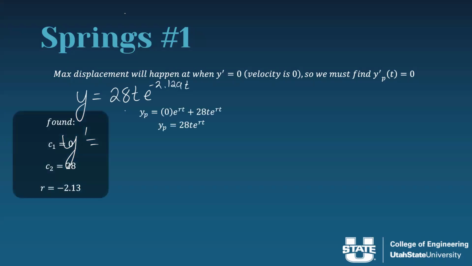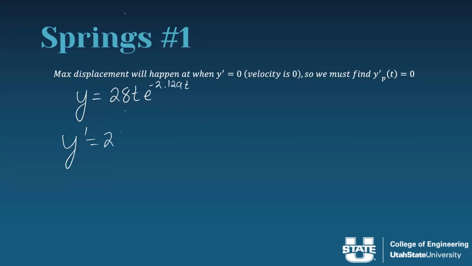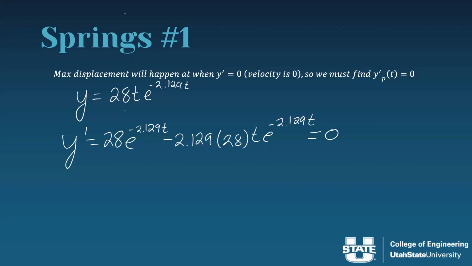Again, we use product rule. Then we're going to do minus 2.129 times our 28te to the minus 2.129t. And that's our derivative. And again, we're just now setting that equal to 0. And when we set that equal to 0, both of these terms have our e to the minus 2.129t, so that can be pulled out.